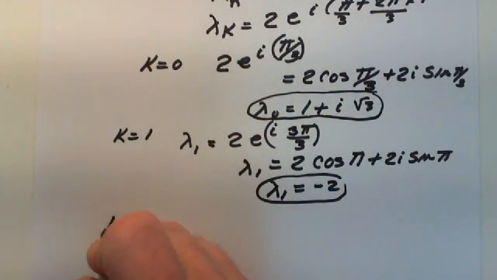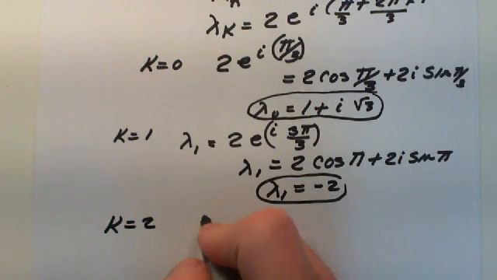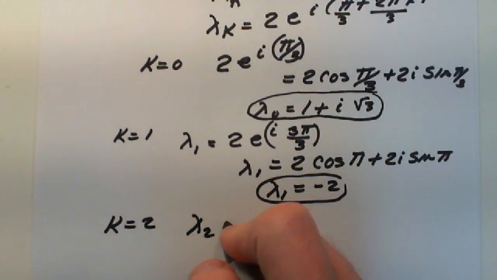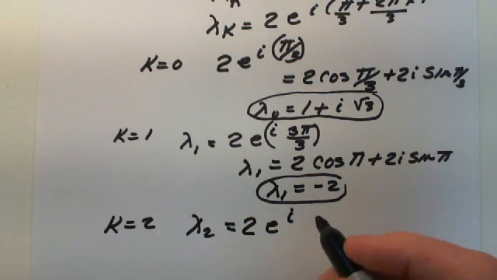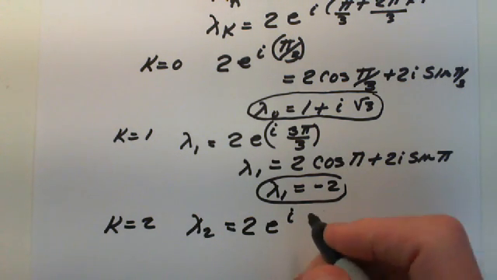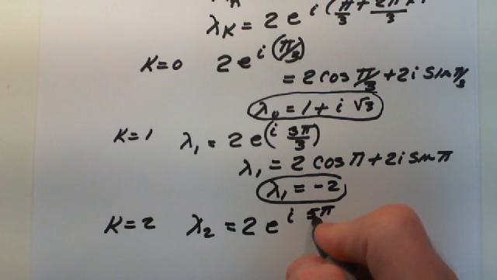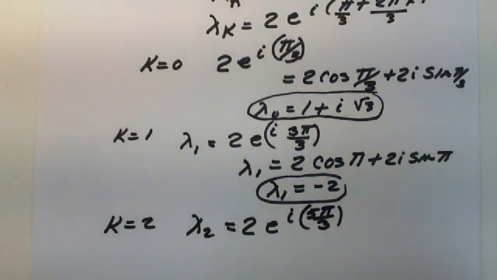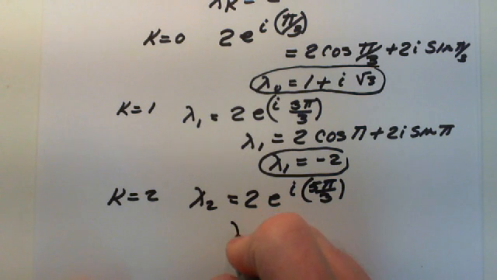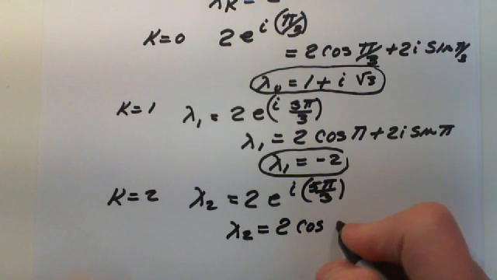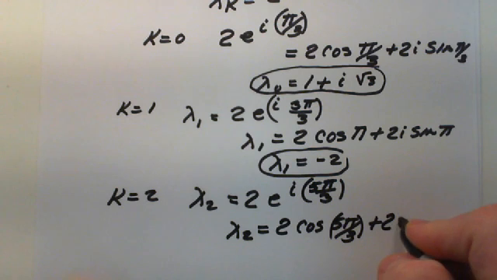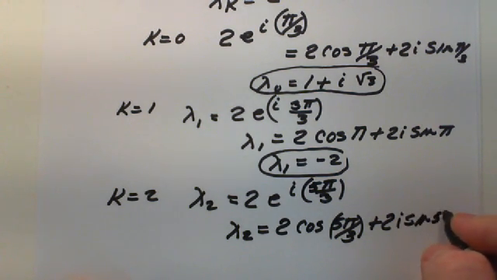k is equal to 2. So when k is equal to 2, lambda 2 is going to equal 2 e to the i, and when we put in the value of k, that's going to give us a value of 5 pi over 3. Okay, we'll write that in terms of polar. Lambda 2 is going to equal 2 times the cosine of 5 pi over 3 plus 2i times the sine of 5 pi over 3.